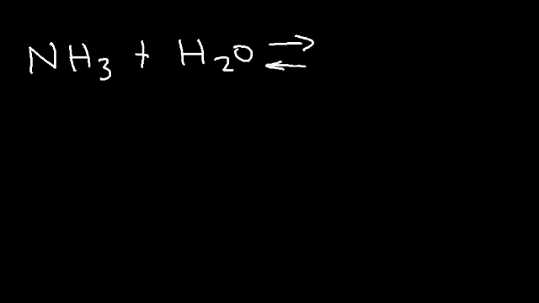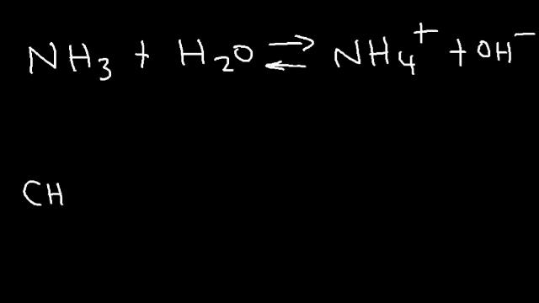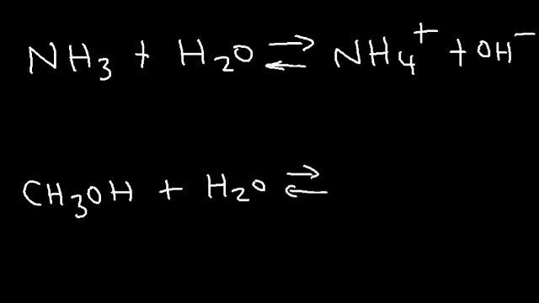Okay, so let's try a few more examples. Go ahead and determine which one is the Bronsted-Lowry base and which one is the Bronsted-Lowry acid. In addition, determine the conjugate acid and the conjugate base produced on the right.